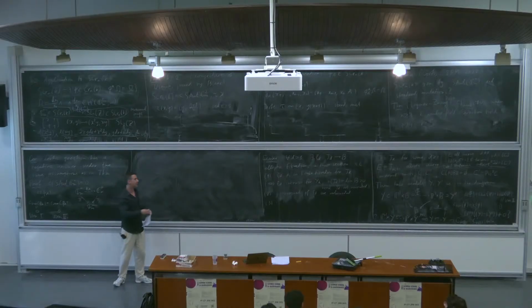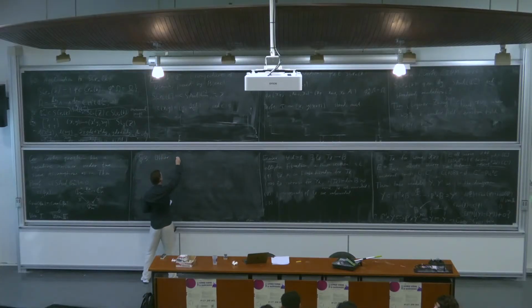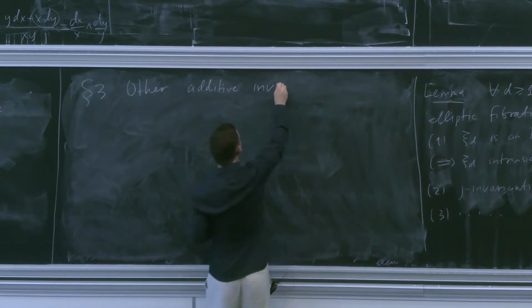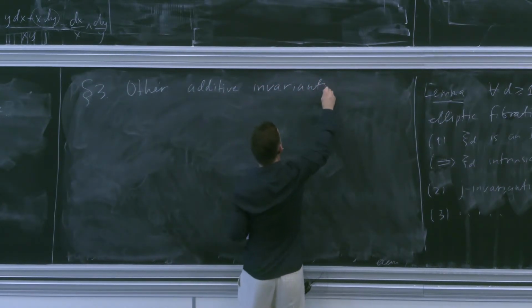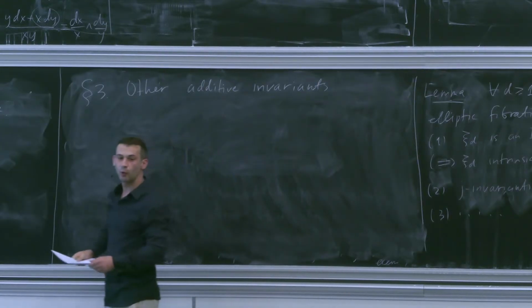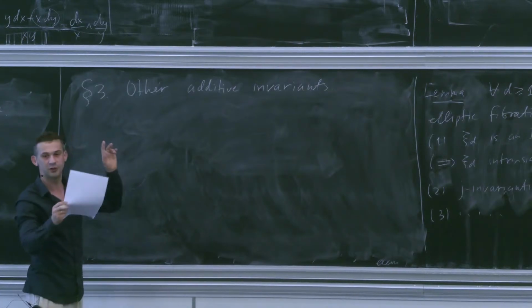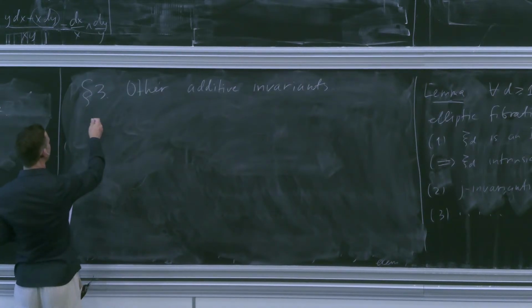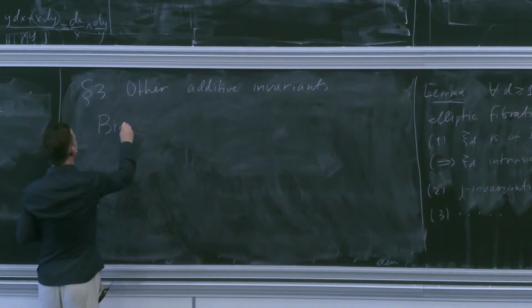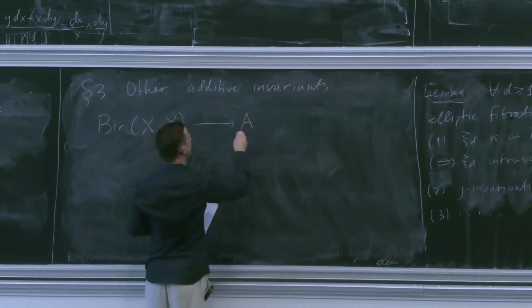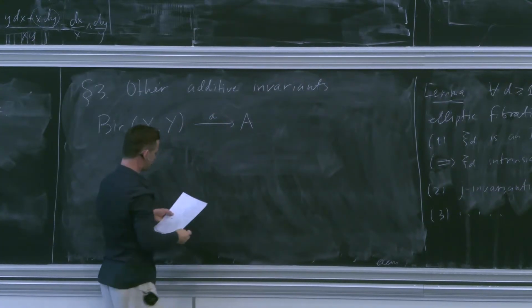The last part for today is some other invariants. So I'll speak about, hopefully, two other additive invariants. And we're kind of going back in time. So in lecture 1, if you remember, we had this universal invariant. I was talking about additive invariants to various abelian groups.